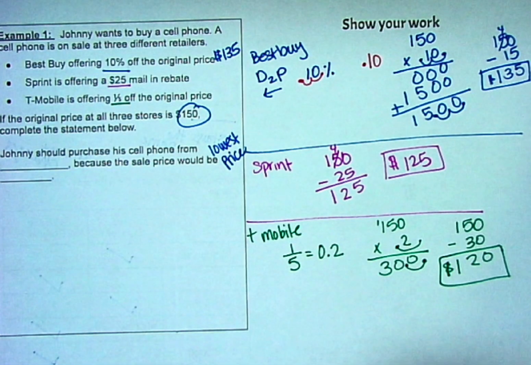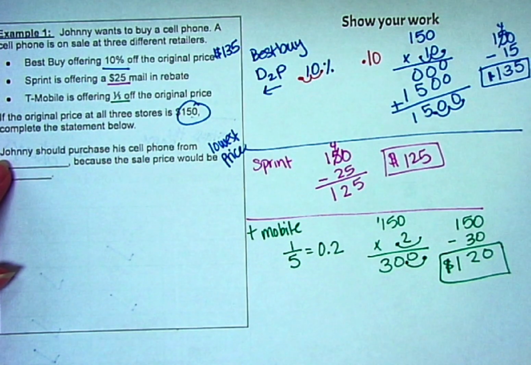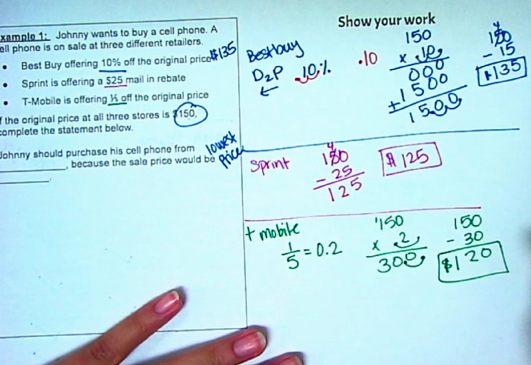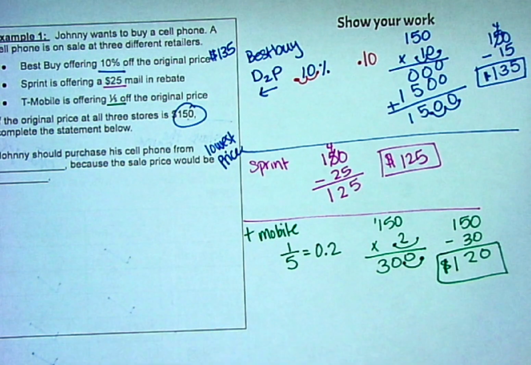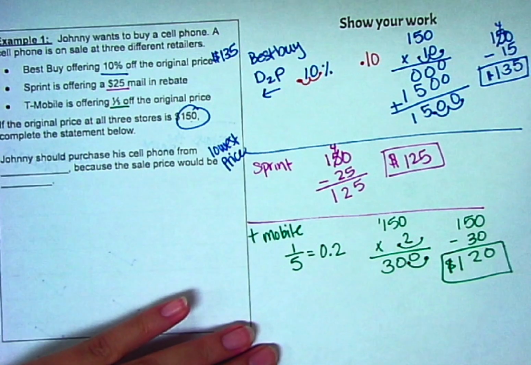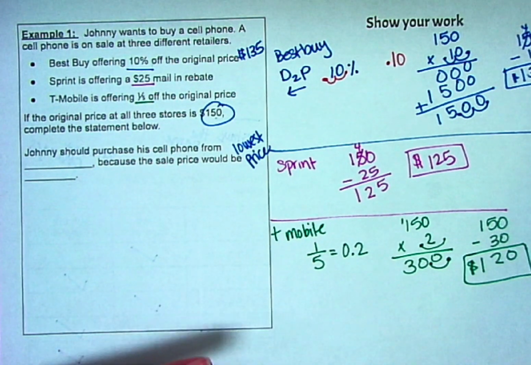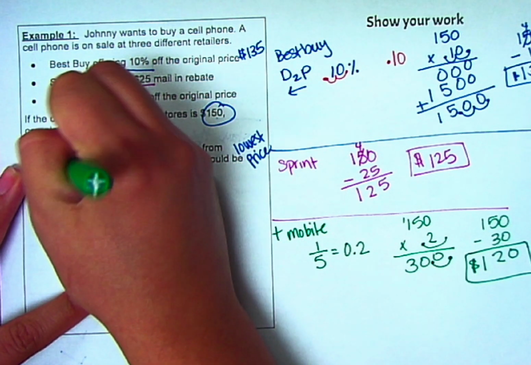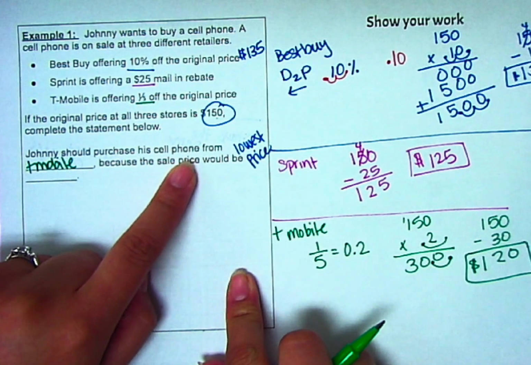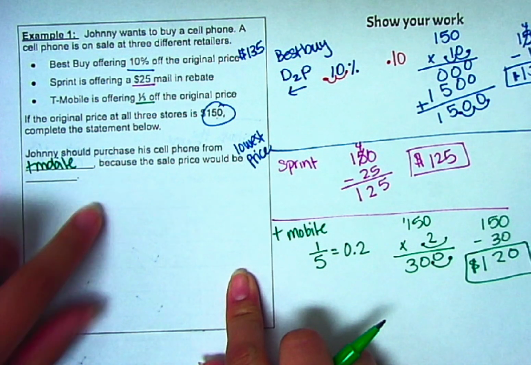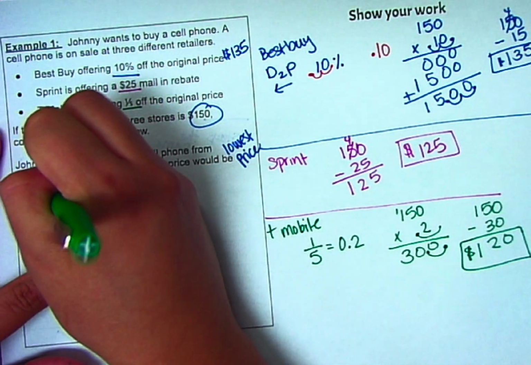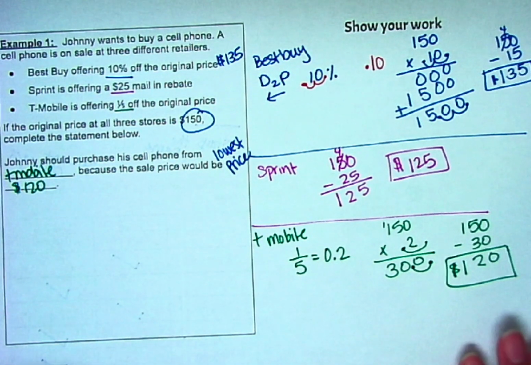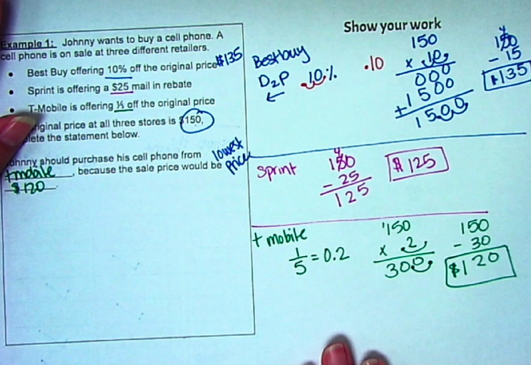Now let's go ahead and complete our statement. So look at these 3 prices. Which one do you think is the lowest price? You should have picked T-Mobile. T-Mobile is the lowest price. So Johnny should purchase his cell phone from T-Mobile because the sale price would be $120. Okay. Raise your hand when you're done so I can give you the practice. Make sure you keep your notes open, okay, so you can use it.